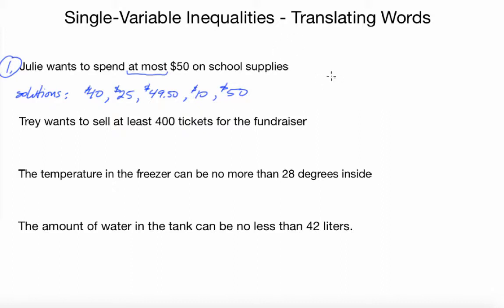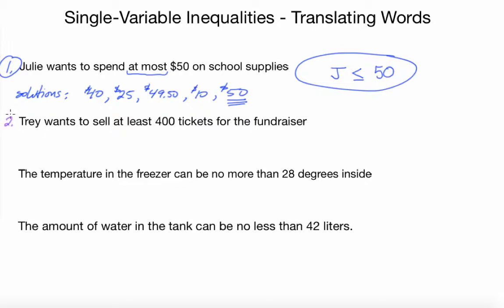So if I'm going to write J for Julie's spending as the variable, she's going to spend less than $50, because those are all part of my solution. But it could also equal $50, right? That's part of at most $50, so I need to put an equal sign. So this would be a less than or equal to inequality to represent this situation. So J is less than or equal to 50. All right, let's take a look at another one here.